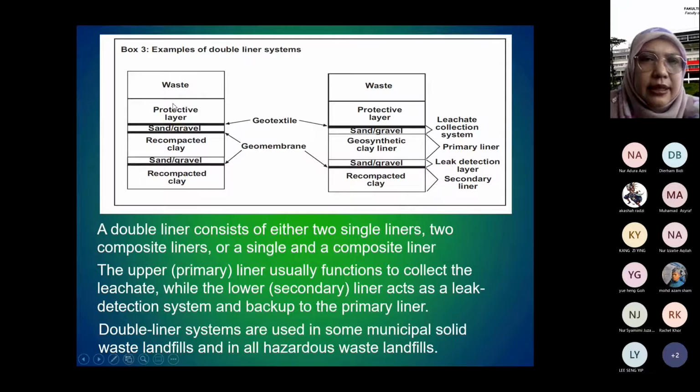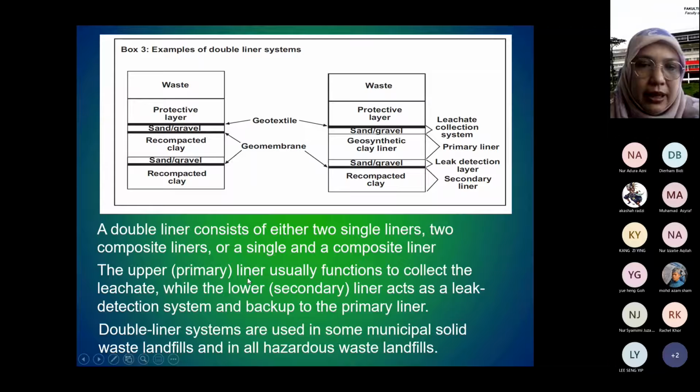Okay. Further, the third one is a double liner system. A double liner system consists of either two single liners, two composite liners, or a single and a composite liner. So multiple materials are used as the liners, as the lining system.